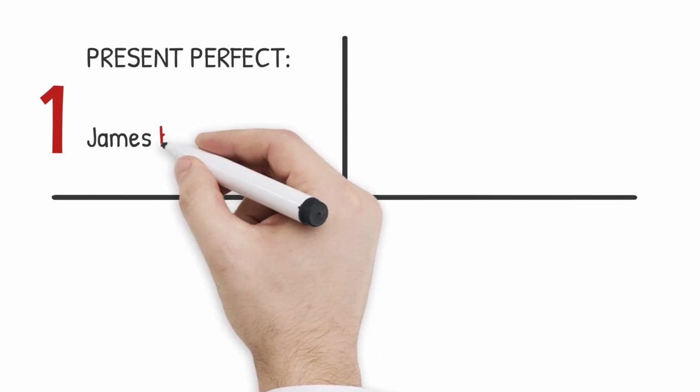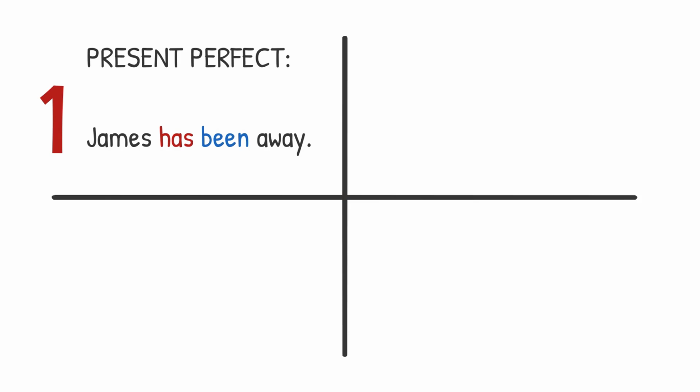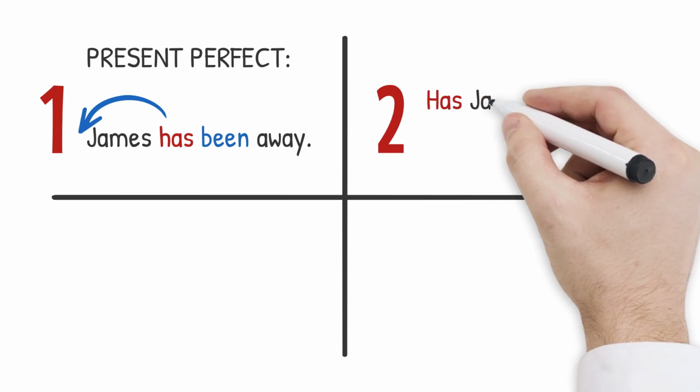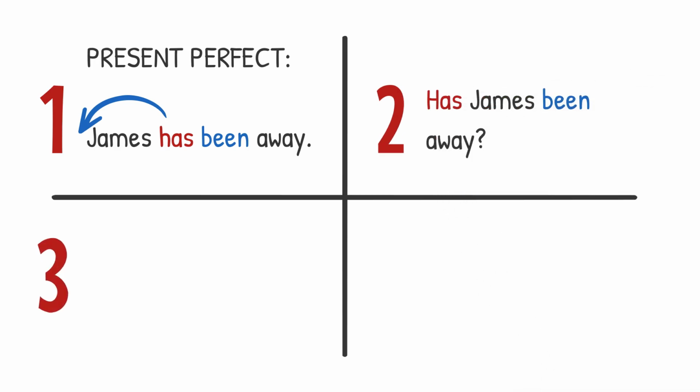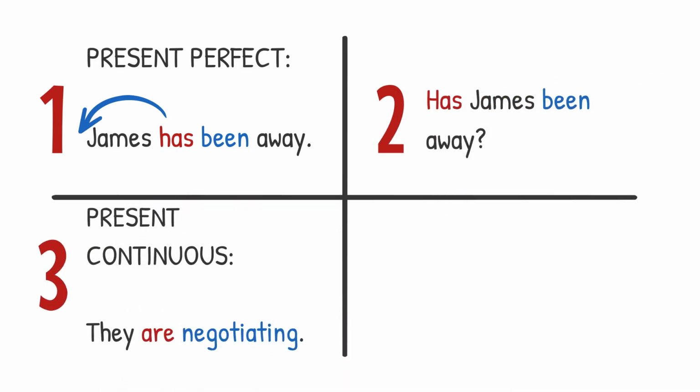sentence. Here's an example of how that works in the present perfect simple tense. James has been away. James is the subject, has is the auxiliary verb, and been is the past participle of be, which is the main verb in the sentence. To make the question, we put has in front of James. Has James been away? We do the same with the present continuous tense.